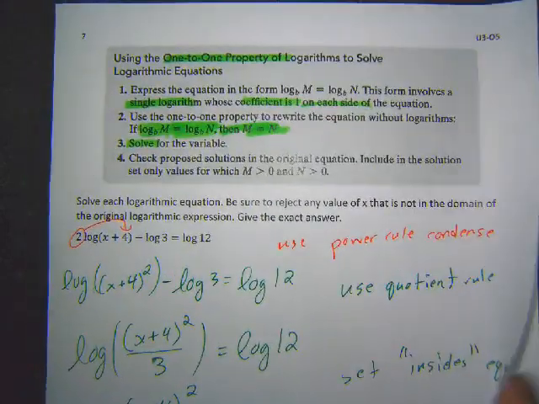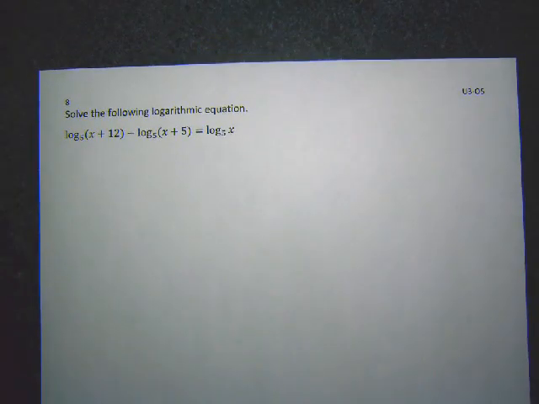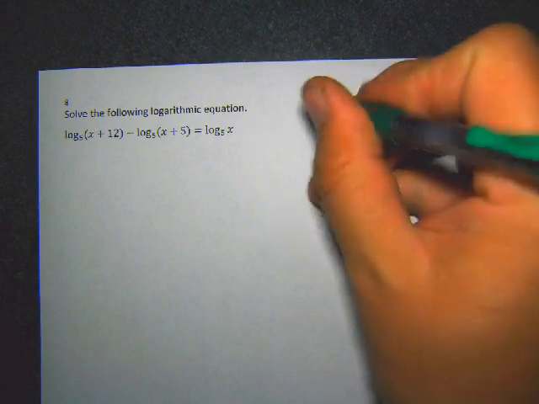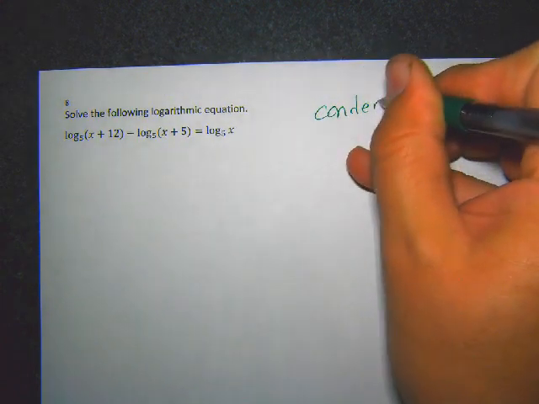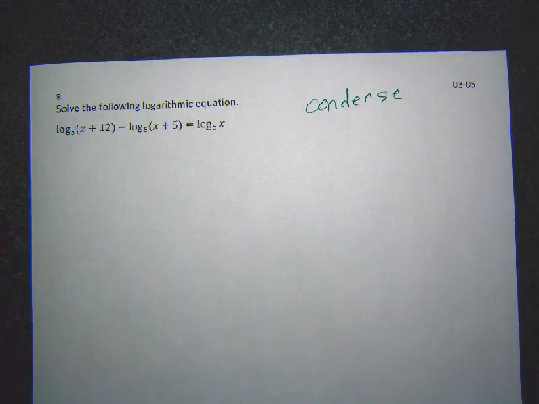Do one more of these, and then that's it for this section. So again, the idea here is we're going to condense. Always condense first until we get a single logarithm on each side. And then once we have a single logarithm on each side, then we can drop the logs.